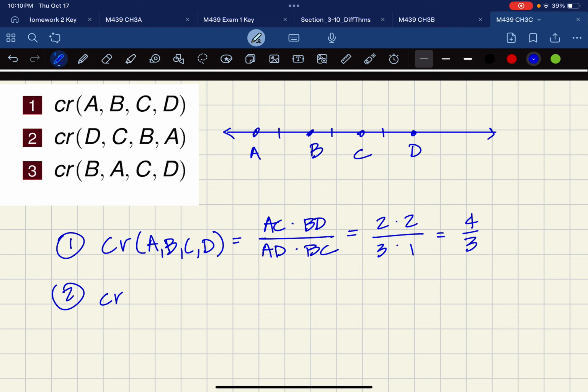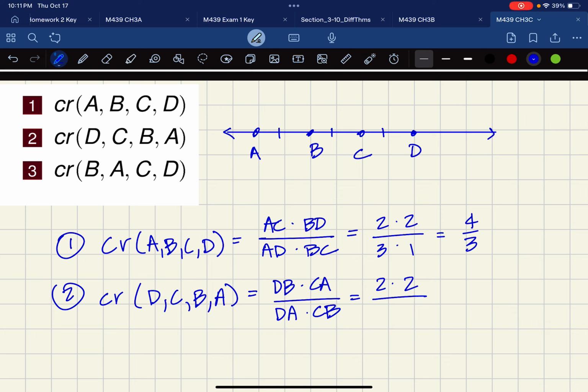But what if we switch up the order? What happens if we do D, C, B, A? So the cross ratio of those 4 points, let's see, we would have DB times CA, the crossed part on top, and then outsides and insides on the bottom, so it would be DA times CB. So DB is going to be 2, CA is going to be 2, DA is going to be 3, and CB is going to be 1, so we get the same thing, 4/3.